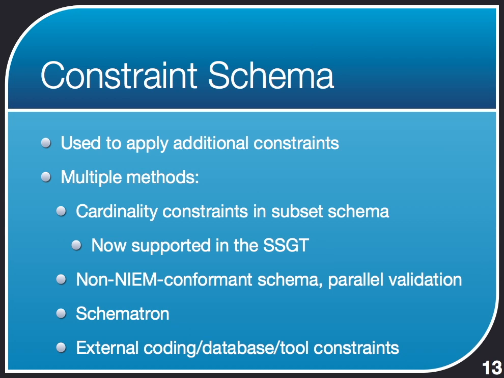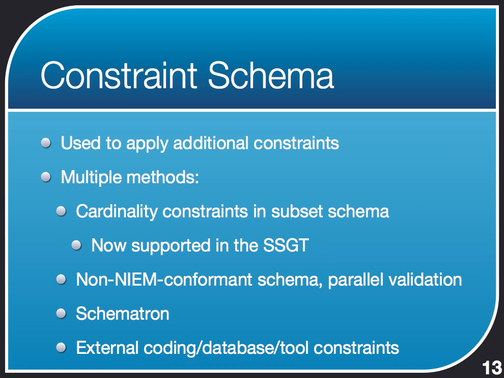Constraint schemas are a method of applying additional constraints to what XML schema does. And there's a lot of different ways to do it. The most common is doing cardinality constraints in the subset schema. Now in the old days, what you did was you generated a subset schema, you went in by hand, and you changed the min-occurs and max-occurs to meet whatever your needs were.